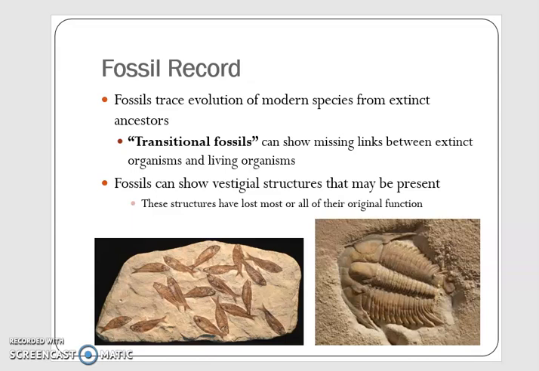Many times we use transitional fossils to show any missing links between them. Fossils can also identify any vestigial structures that might be present, which are structures that have lost most or all of their original function.